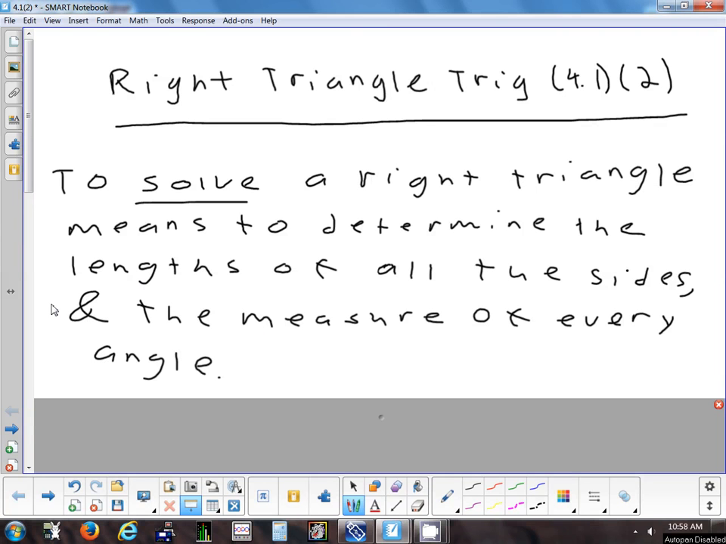Okay, so when you see the word solve, like in algebra, when it's an equation, it usually means to find the value of the variable. Well, when we see the word solve in a triangle, it means to find out how long is every side, how big is every angle.